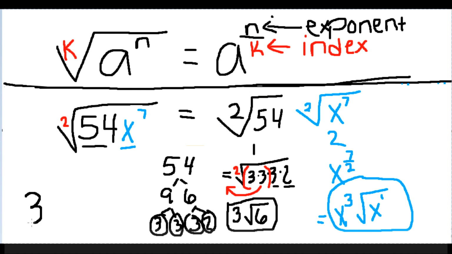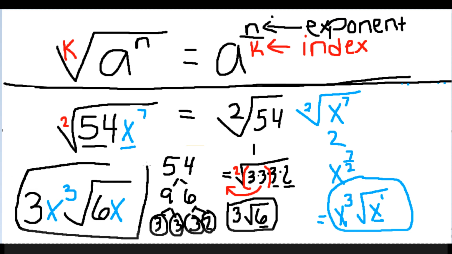So we had a 3 outside of our radical and an x cubed outside of our radical. And what did we have inside our radical, you guys? We had a 6 left in there, and then we have an x left in there. So this would be our final answer. Okay, so anything that's outside of the radical goes to the left. Anything that goes inside the radical obviously goes inside of it. All right? So there is our beautiful answer.